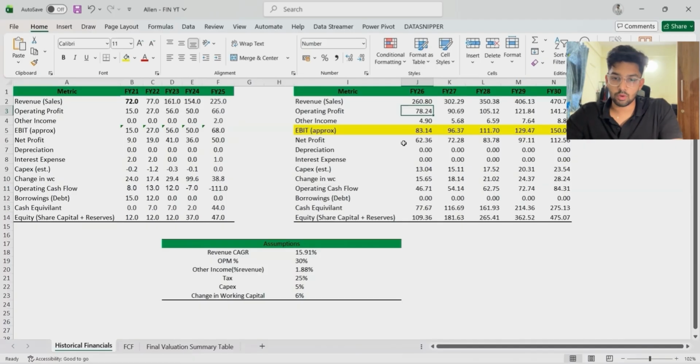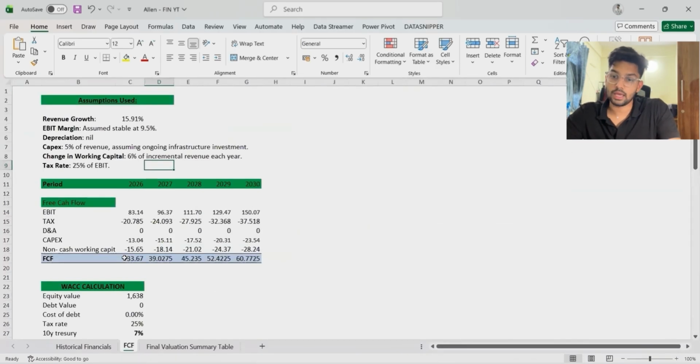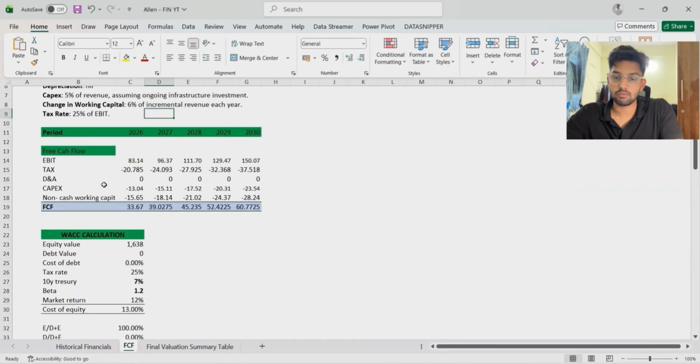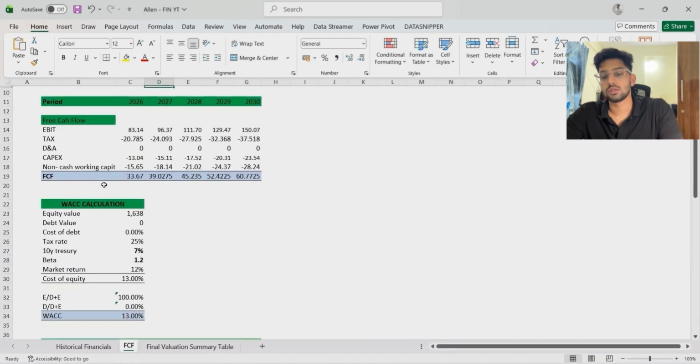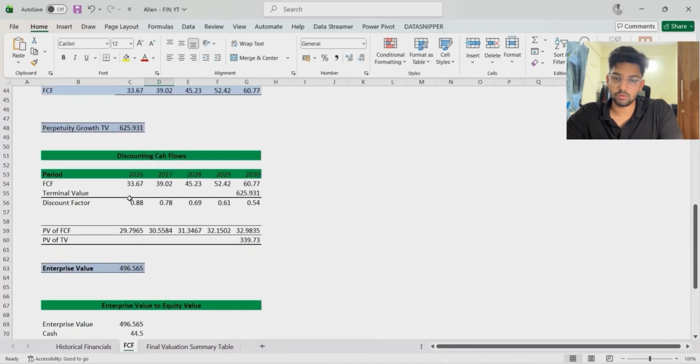If you look at the bottom, we have different tabs like historical financials, and this one, free cash flow. Then we have WACC, terminal value, discounting, and final valuation in a different Excel. So this Excel model is structured step by step to complete the entire DCF valuation process.